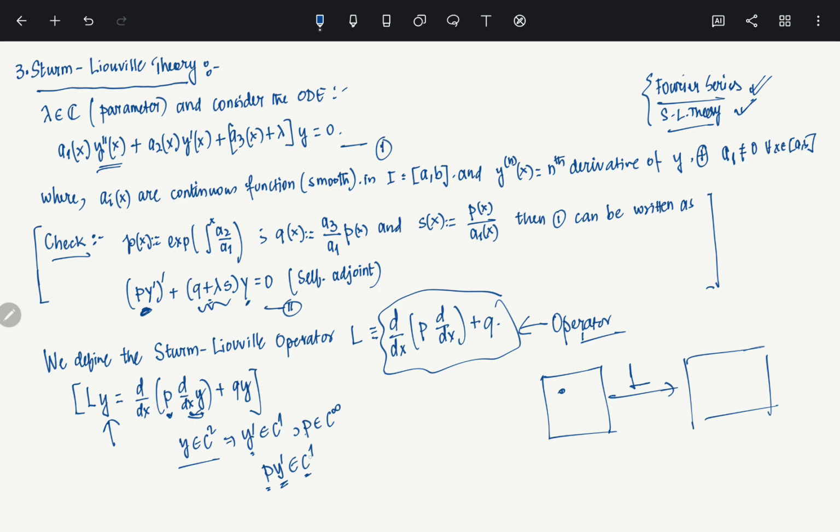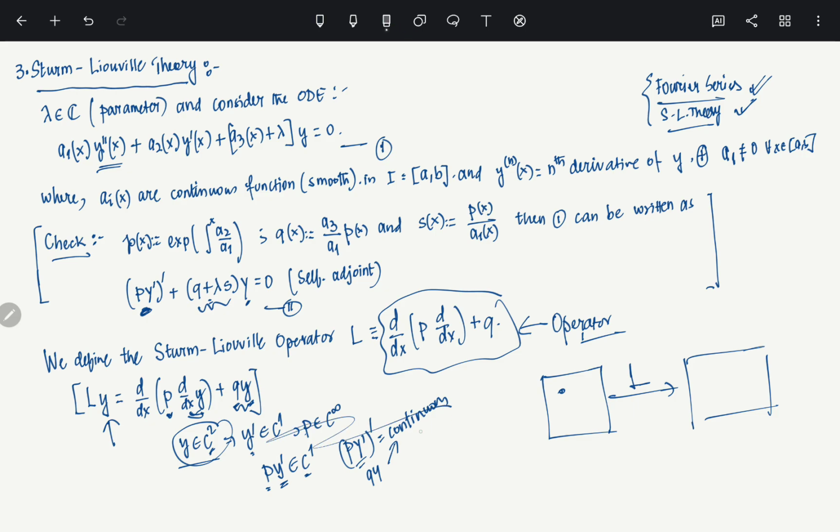Now if it is a C1 function, it is once differentiable, right? So we can talk about the derivative of this particular function, and this will be a continuous function. And then also q is a C infinity function, very smooth, and y is C2, so y is also continuous. So q times y is also a continuous function on whatever interval, let's say in this case I. So you do realize that if you are taking y from C2, the resulting L of y will be a continuous function at least, right?